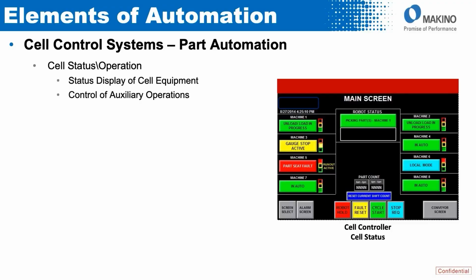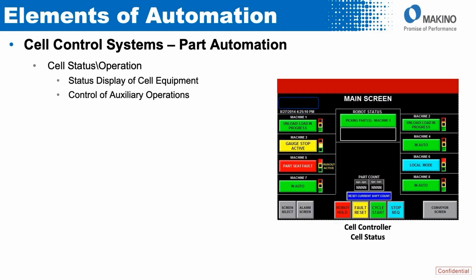Then let's talk about the part automation. With this cell control, it's a little bit different. You're not running very many different part types through, so you're typically running the same style of part through the machining center. And so here you want to focus on the recovery of the automation and the auxiliary operations that may be going on, because your scheduling is not as important.